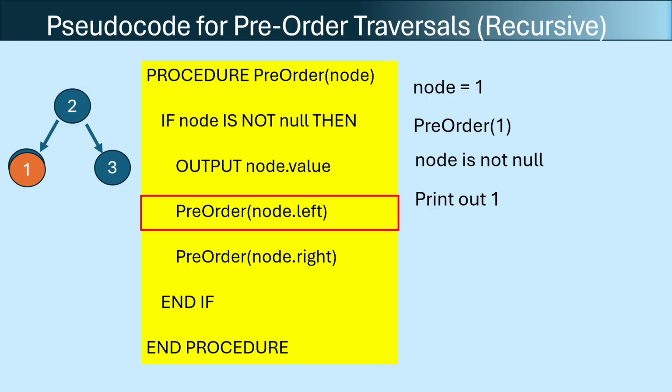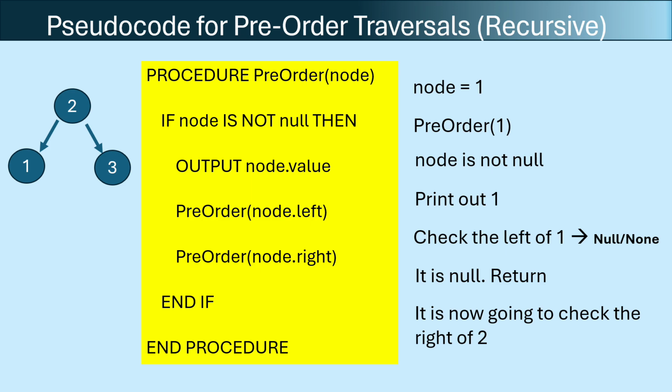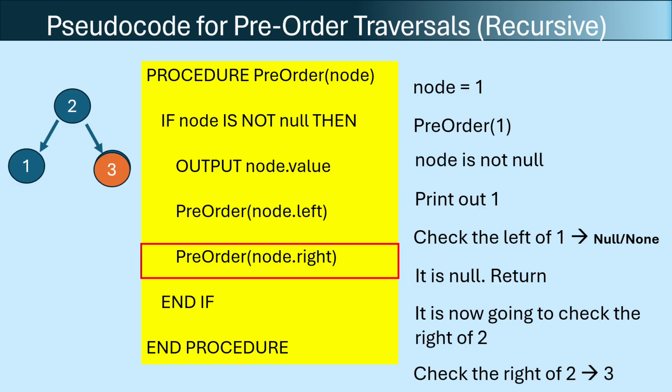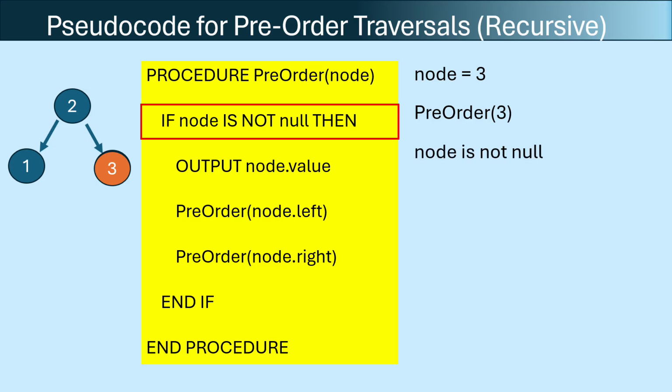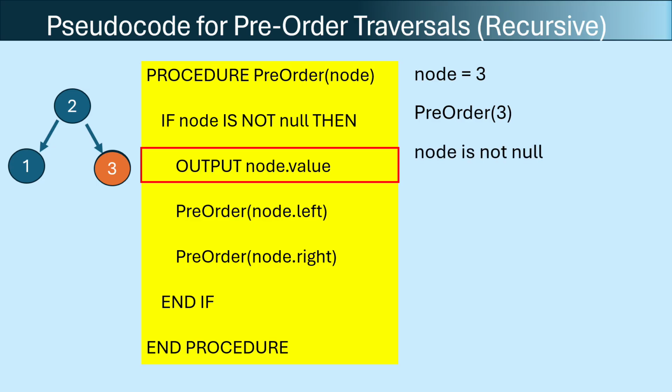Then we check the left side of this node. Well, it's null. We return. Then we check for the right side of number 2. So the right side of number 2, we're going to check, and that is going to be 3. So on the right side of 2, we have 3. So we're now going to call 3. So preorder 3. It is not null. So we look at printing out the value 3.